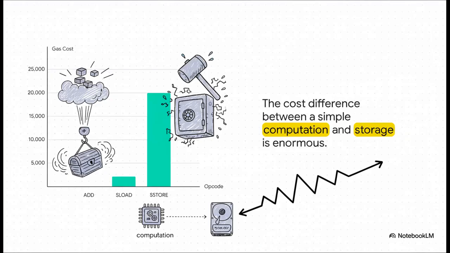And this chart, wow, this says it all. A simple add operation on the stack costs a measly 3 gas. You can barely even see it on the chart. But reading from storage with sload, that bar shoots up to 2100 gas. And then, writing to storage with sstore, a mind-boggling 20,000 gas. The difference in cost isn't just big, it is absolutely enormous.